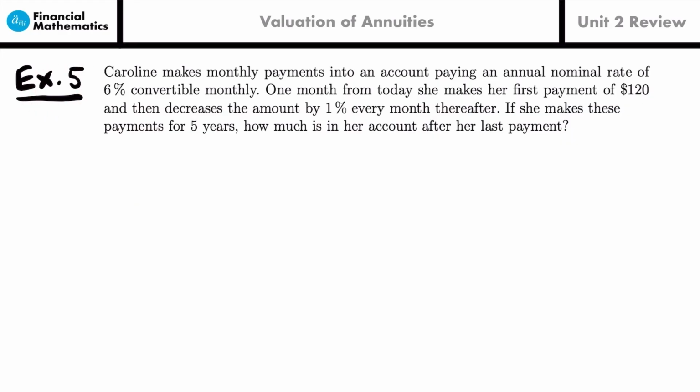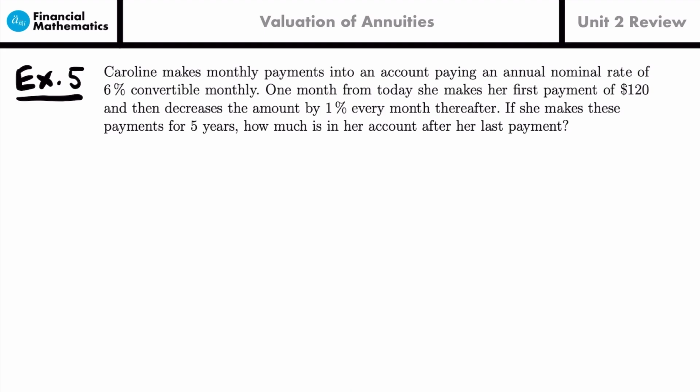Okay, so for example 5, we have Caroline makes monthly payments into an account paying an annual nominal rate of 6% convertible monthly. One month from today, she makes her first payment of $120 and then decreases the amount by 1% every month thereafter. If she makes these payments for 5 years, how much is in her account after her last payment? Okay, so if you don't want to see the solution yet, be sure to pause the video and try this out for yourself. See if you can solve this problem. But if you are ready to see me work through it, then let's do that.